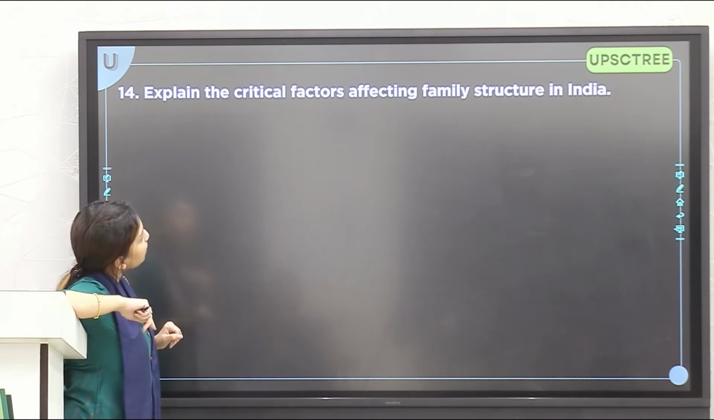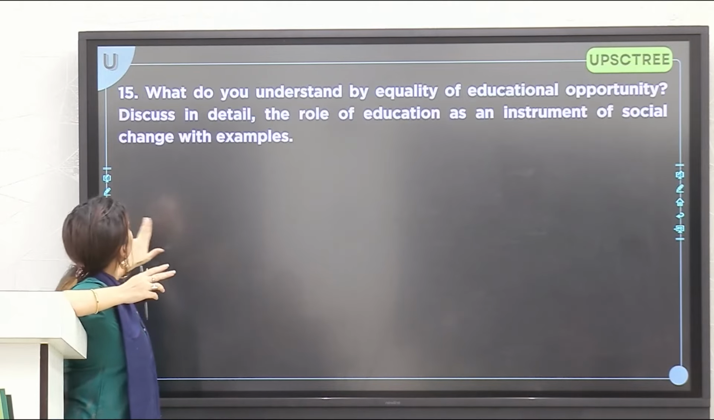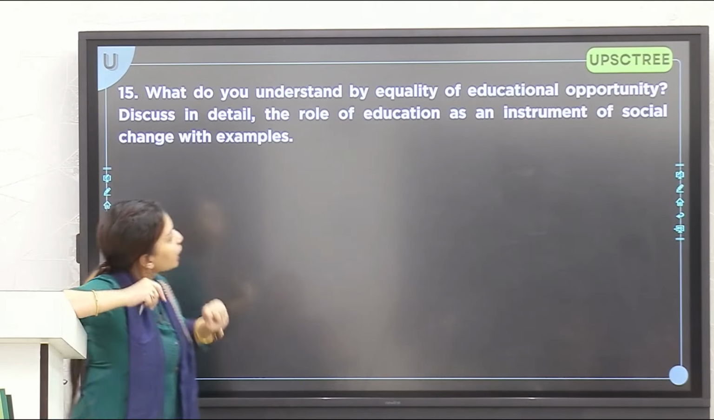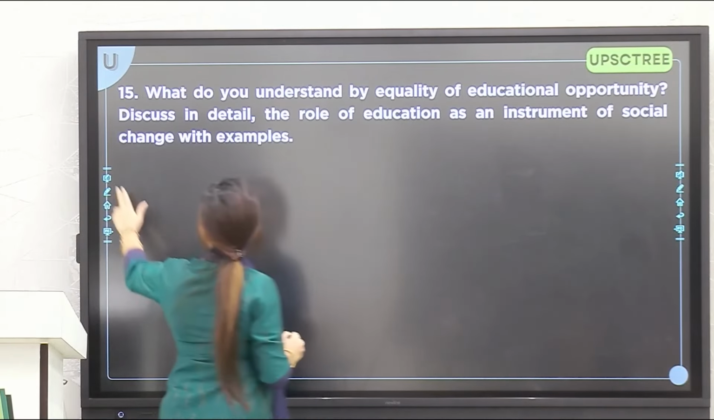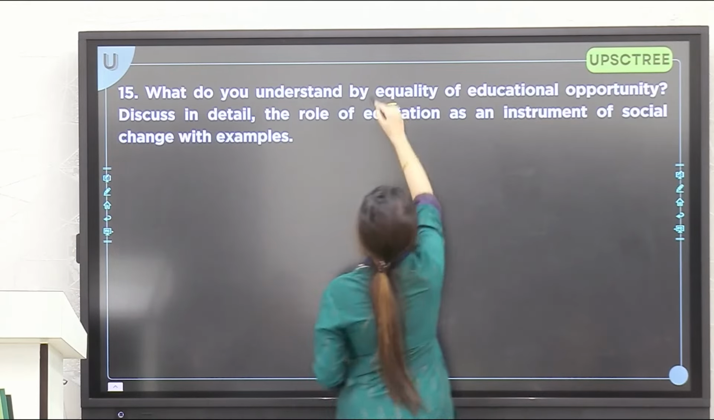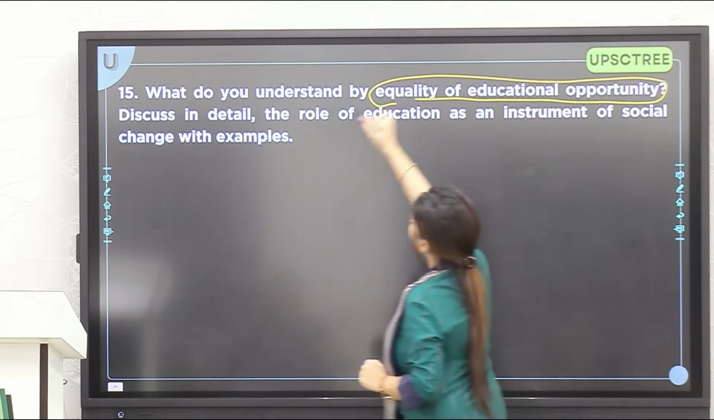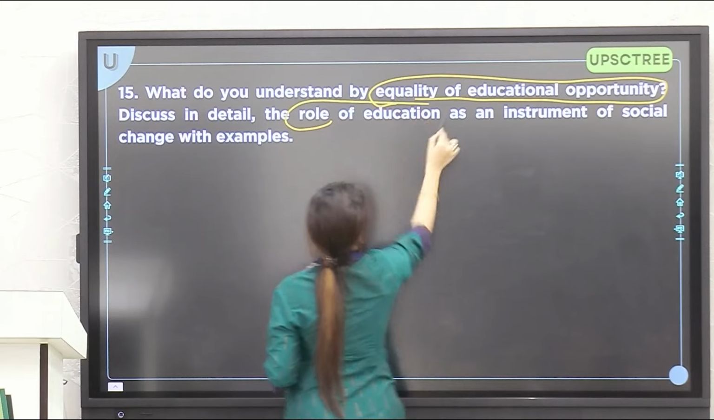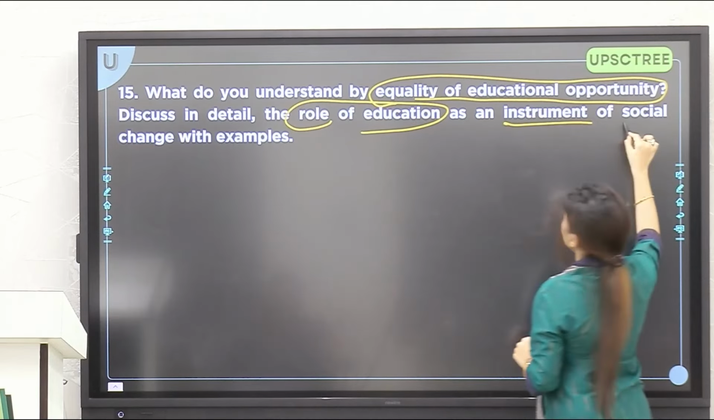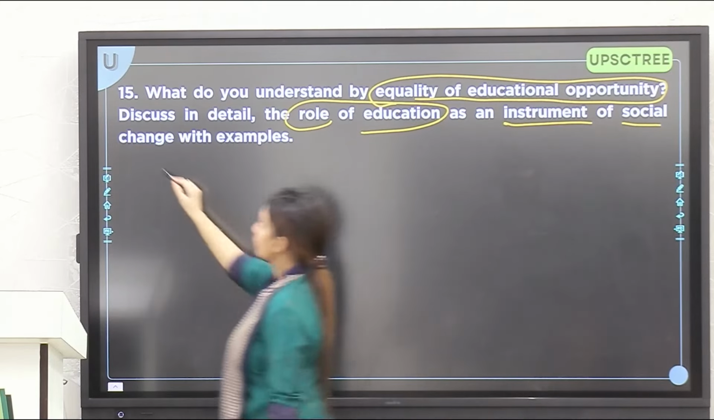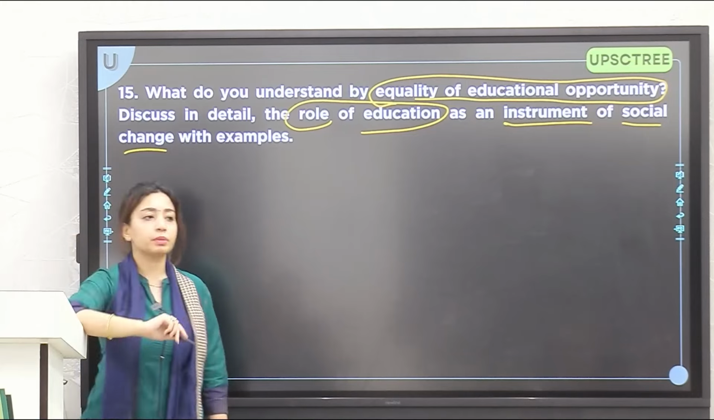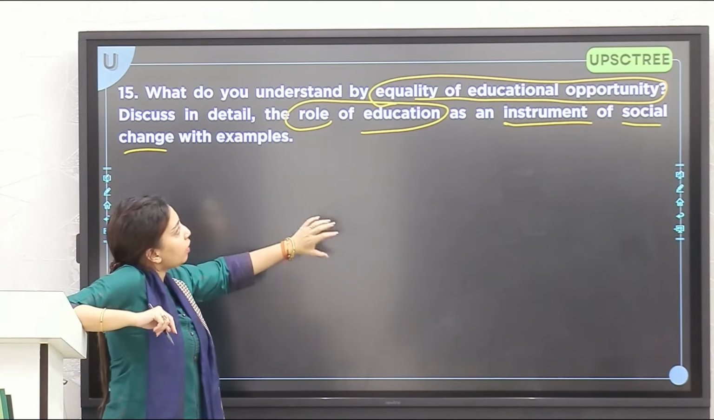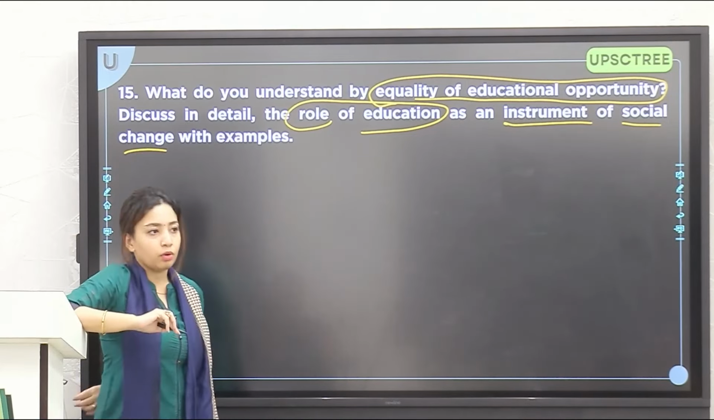Explain the critical factors affecting family structure. What do you understand by equality of educational opportunity? Equality of educational opportunity and the role of education as an instrument of social change. Again, this is part of your syllabus, we'll read about it. But for now, as much as you know, tell me, what can we write?